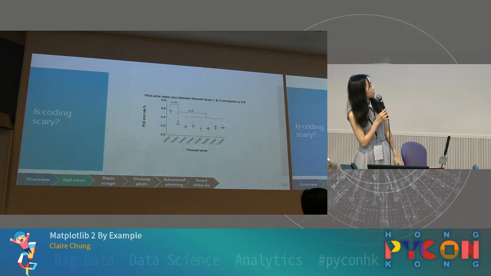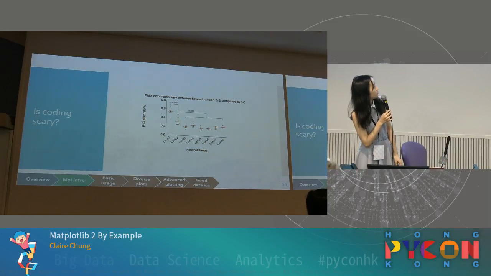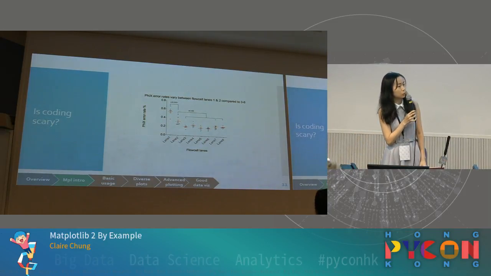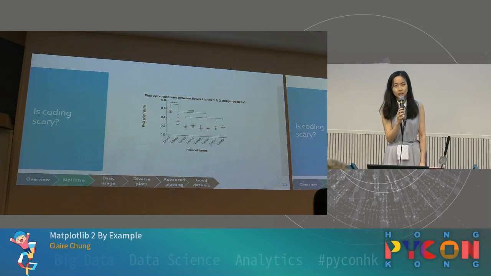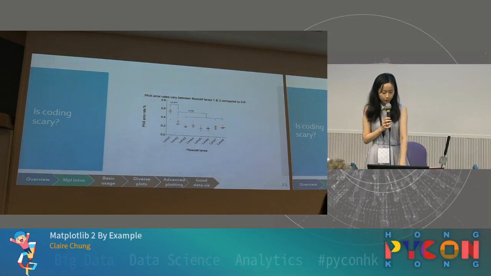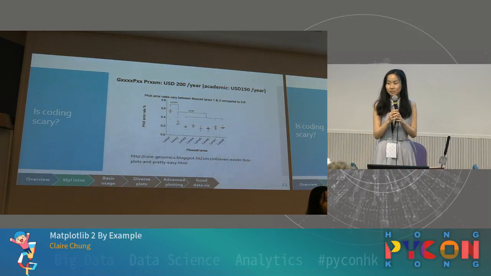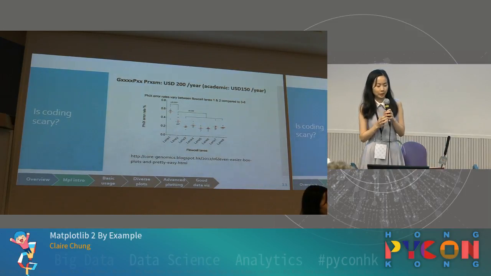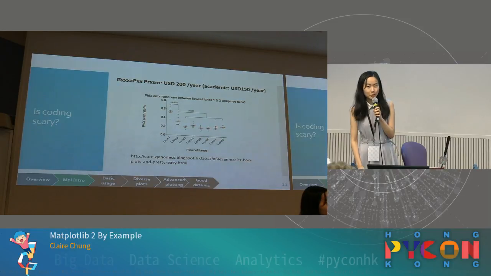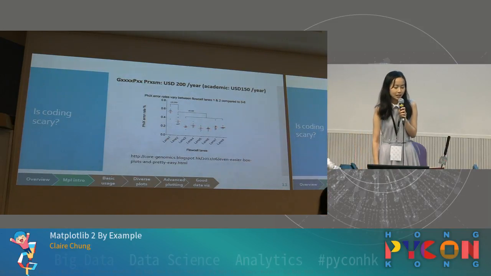Well, this is nothing special, right? I guess anyone who knows Matplotlib can draw something like this. But as I said, this is drawn by some very, very expensive software. Does anyone know what this is? Okay, that's called Prism. I hope it's okay for me to tell, but we'll see.